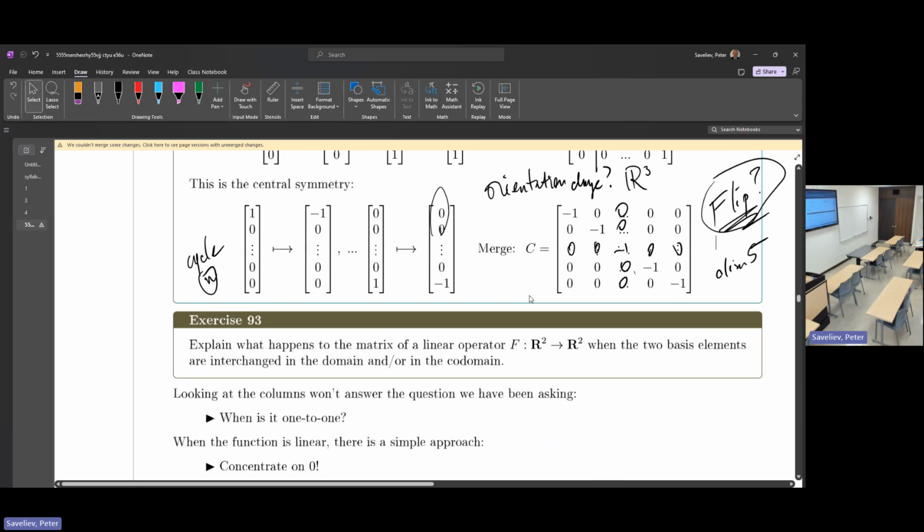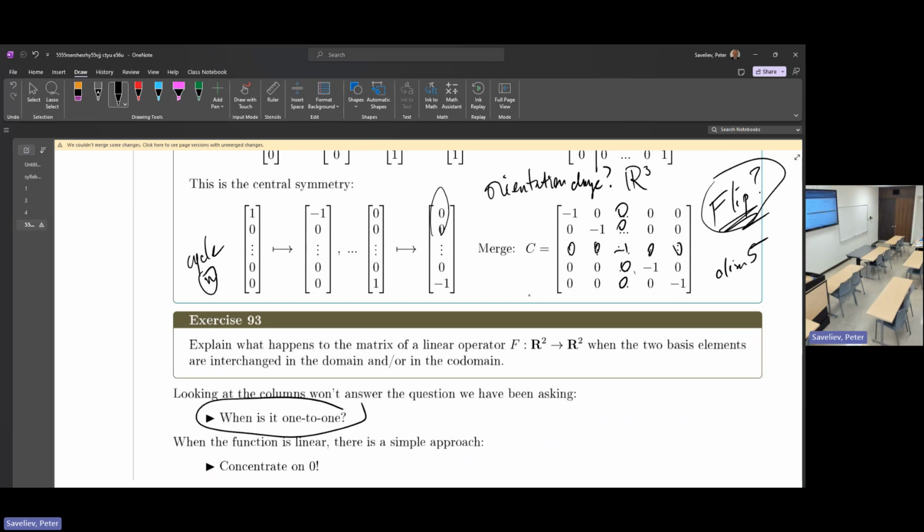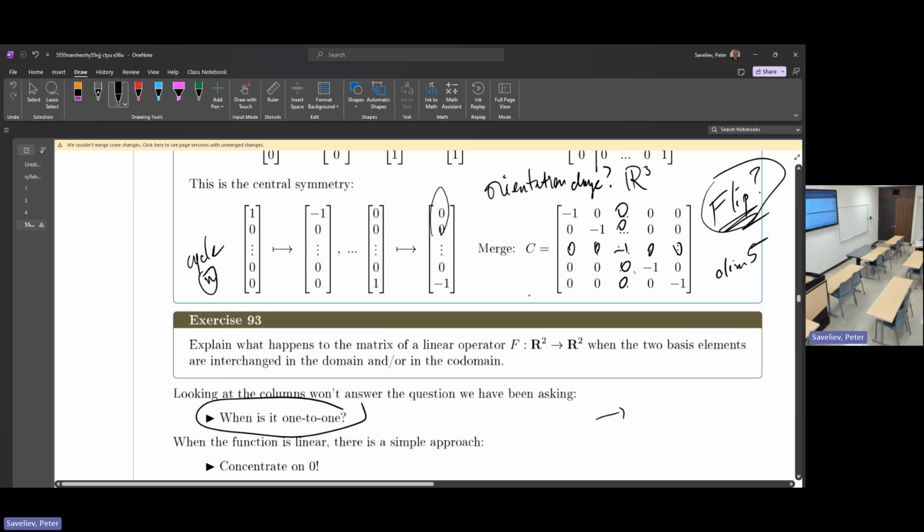All right. So the questions we're really asking are way simpler, and that is the question: how do we know that a linear operator is one-to-one? Remember why we care: because of the inverse.